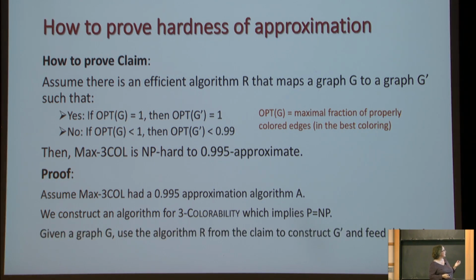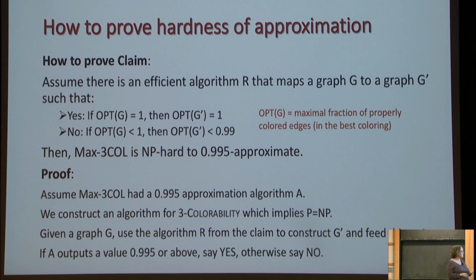And how do we do that? Well, we get the graph G. We're supposed to decide if it's 3-colorable or not. We feed it to this R that amplifies the gap and produces G prime. And then on G prime, we run this approximation algorithm that we assume exists. The approximation algorithm will tell us if it's roughly here or roughly here, and then we will know if G was a good or a bad instance. So this is how you move from optimization problems, which are like functional problems, to decision problems.